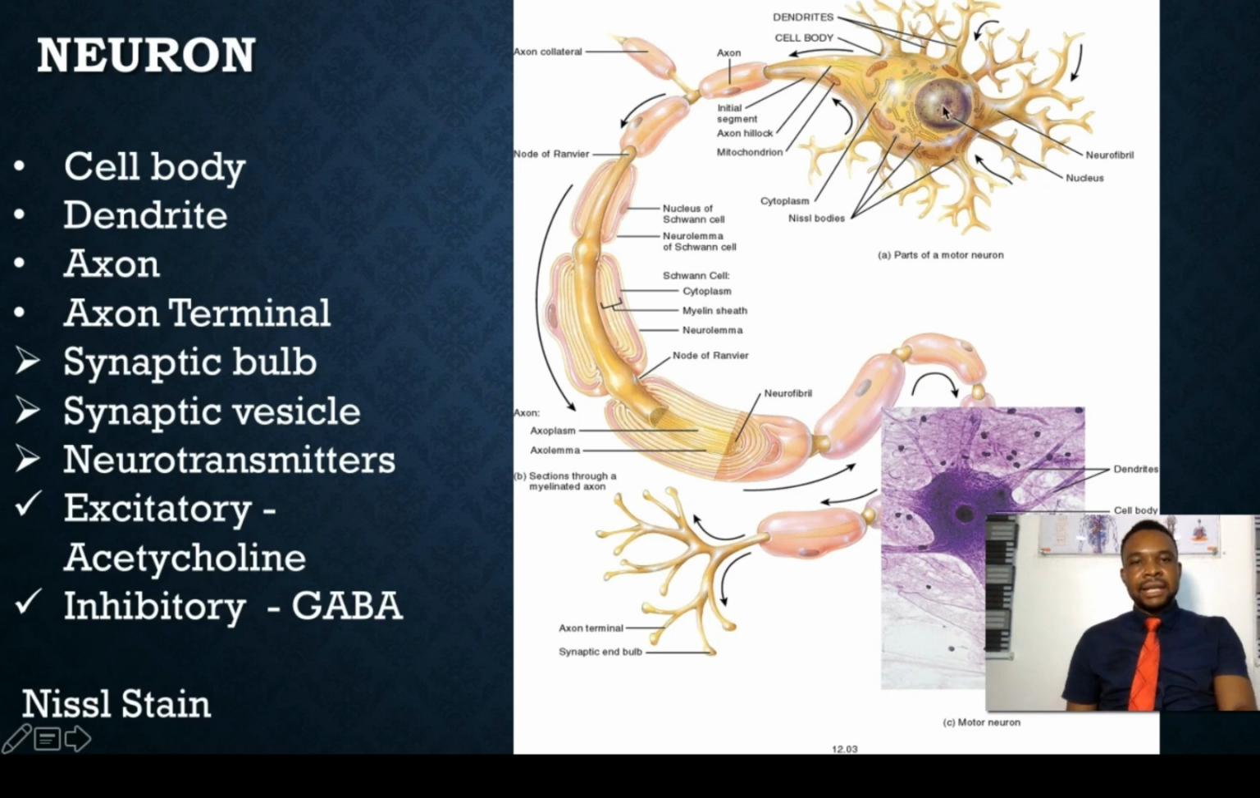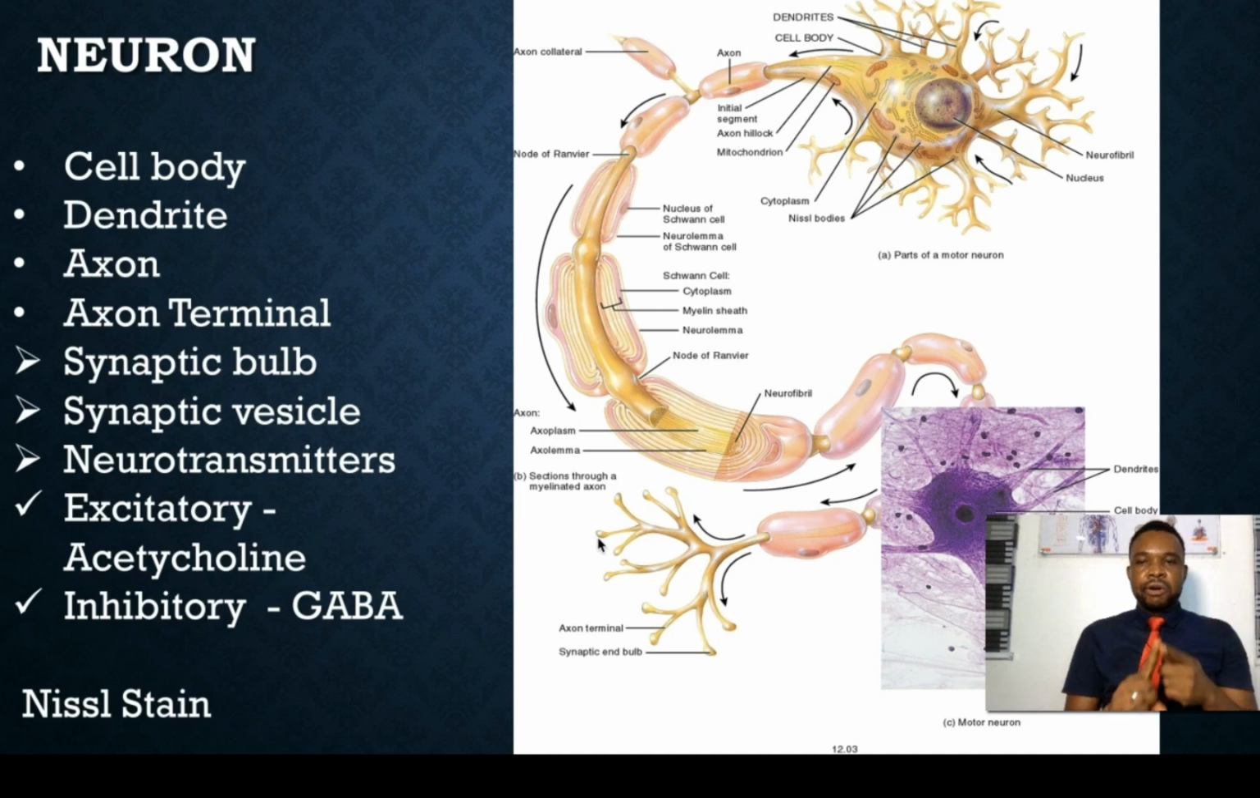Now, after this cell body, we have the hillock or the neck of the neuron where action potentials are generated before we now have the entire axon. This is the axon, where synaptic information or impulses are being carried. So we have the cell body, the dendrites, the axon, and then toward the end of the axon, we have the axonal or synaptic terminal that contains some synaptic bulbs.